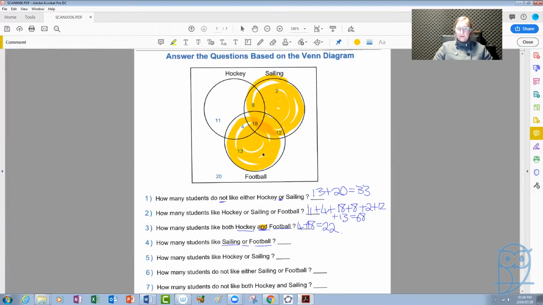So that's that. So everything that's colored in, so that's 13 plus 4 plus 18 plus 12 plus 8 plus 2. So sailing or football will then give us a grand total of 55 students if we add all of those together. Okay, there we go.